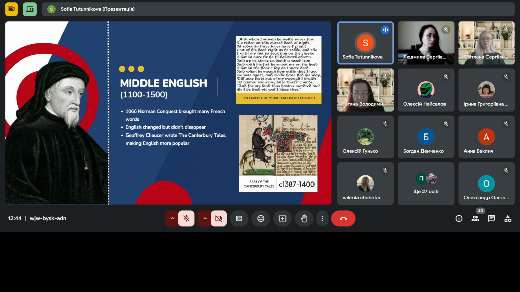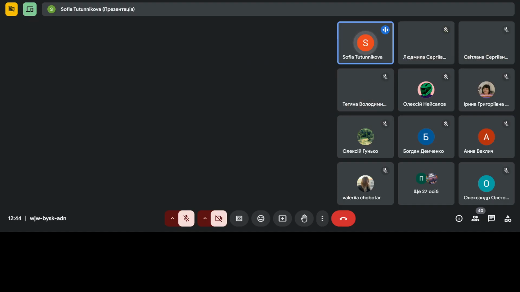by common people. Chosen stories told by different characters on a pilgrimage help make English more respected as a language of literature instead of just Latin or French.